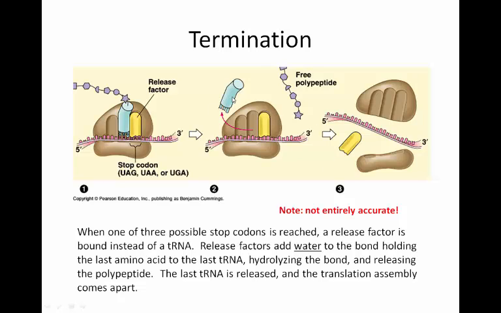And now, upon release of the peptide, the release of the tRNA, all of these things dissociate into the release factor, the 30S subunit, the 50S subunit, and the messenger RNA. So this shows a little bit different picture than what the picture showed before. When one of the three possible stop codons is reached, a release factor is bound instead of a tRNA. Release factors add water to the bond holding the last amino acid to the last tRNA, hydrolyzing the bond and releasing the polypeptide. The last tRNA is released, and the translation assembly comes apart.